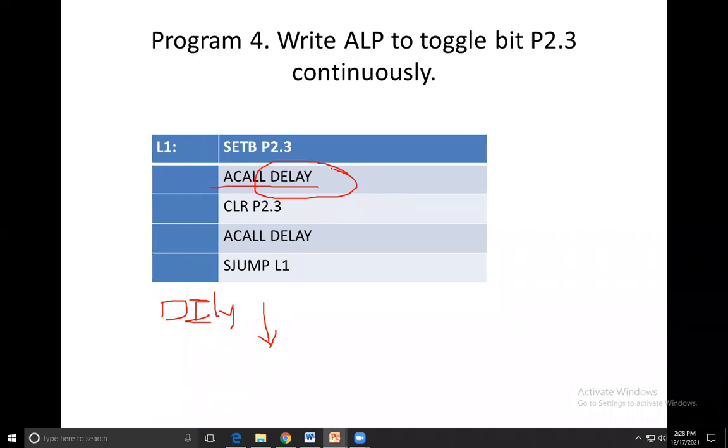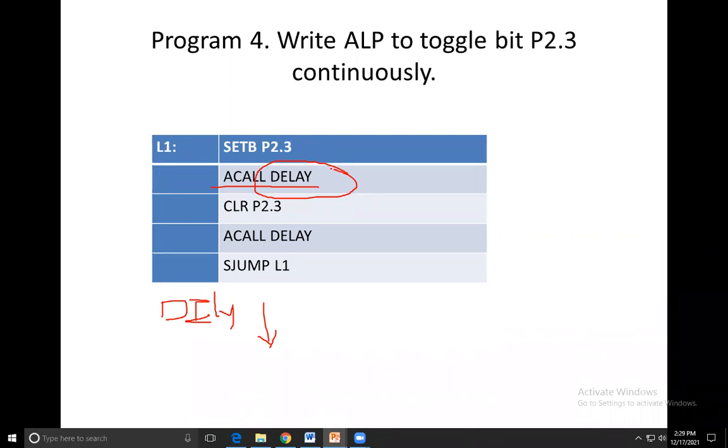At that subroutine you have to write down the 2 to 3 lines. So a call delay is calling a procedure, where we have to use the program. If you take this program directly on your software, the program will not run.